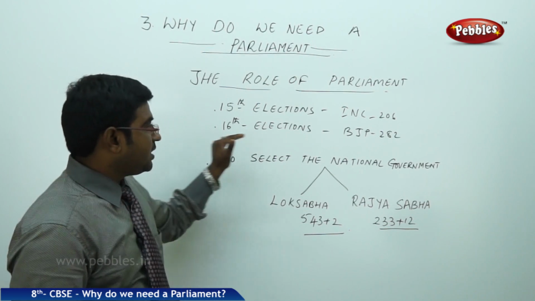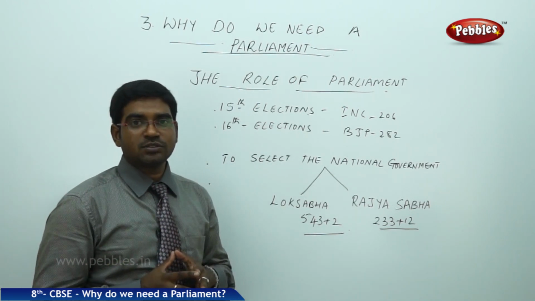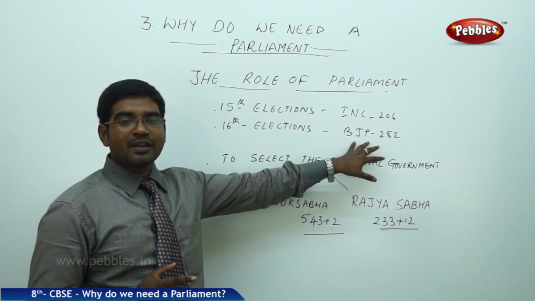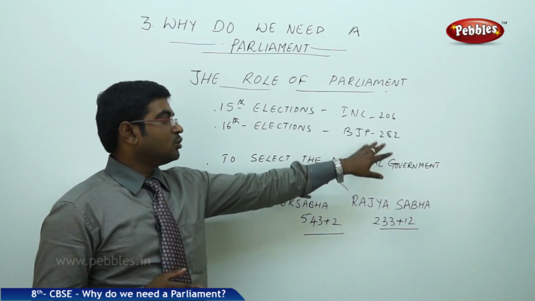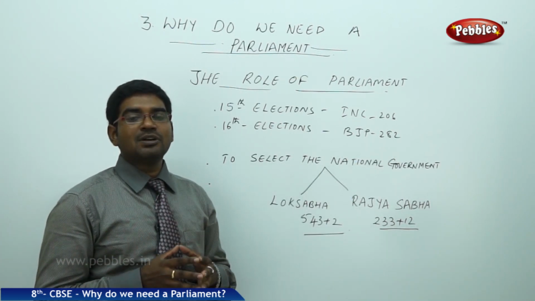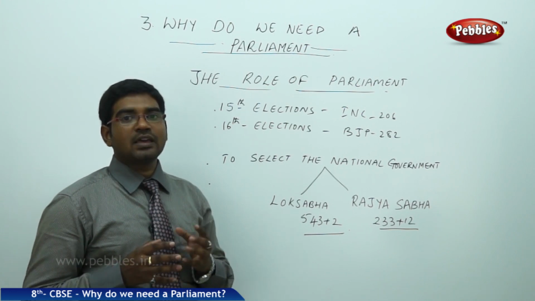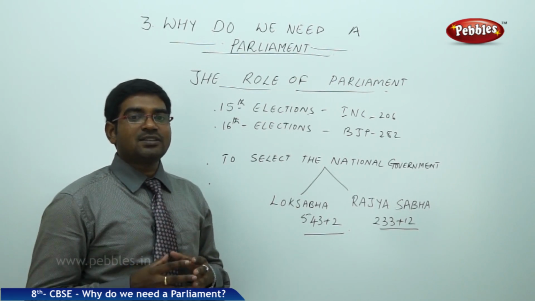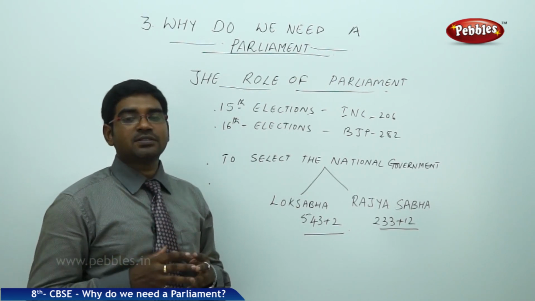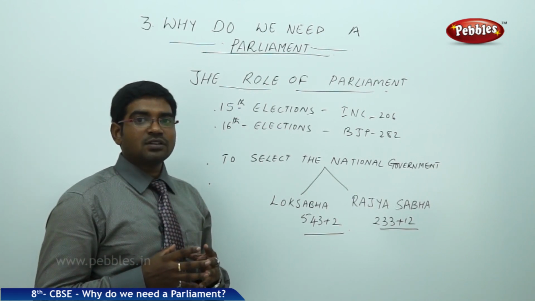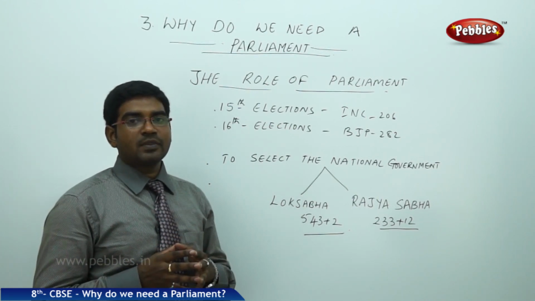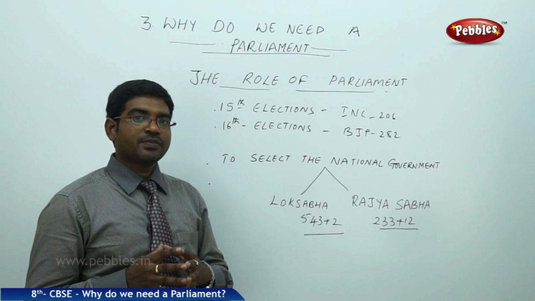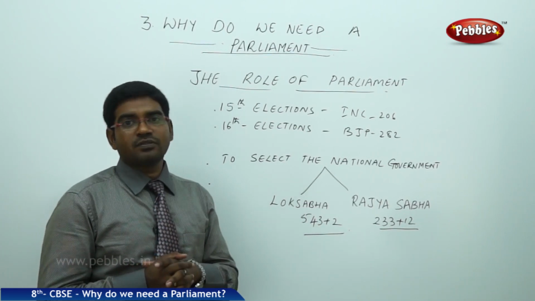In the 16th Lok Sabha general elections held in May 2014, the Bharatiya Janata Party, BJP, secured 282 seats and emerged as the single largest party in these elections. So a political party which gets the maximum number of its candidates elected to the House of Parliament, that is Lok Sabha, through the process of elections, they will be the members of Parliament.